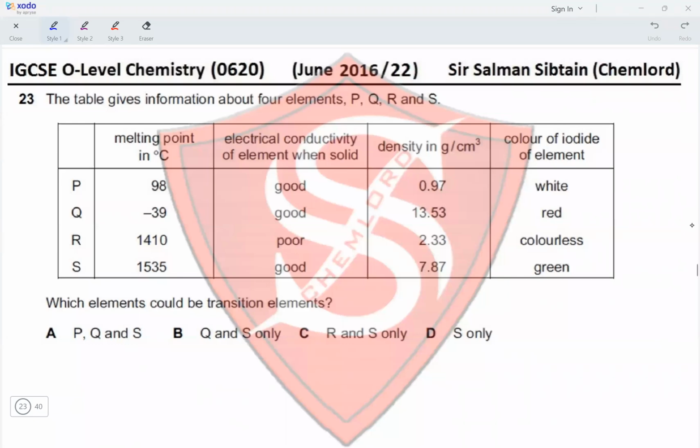Question 23. The table gives information about four elements P, Q, R, and S. Which element could be a transition element? Its melting point must be high. So R and S, not P and Q. Its electrical conductivity must be good. Its density must be high. And the color of the iodide of the element should not be white or colorless. It should have a color. So the only element with all the properties related to transition elements is S, which makes option D the correct option for this question.